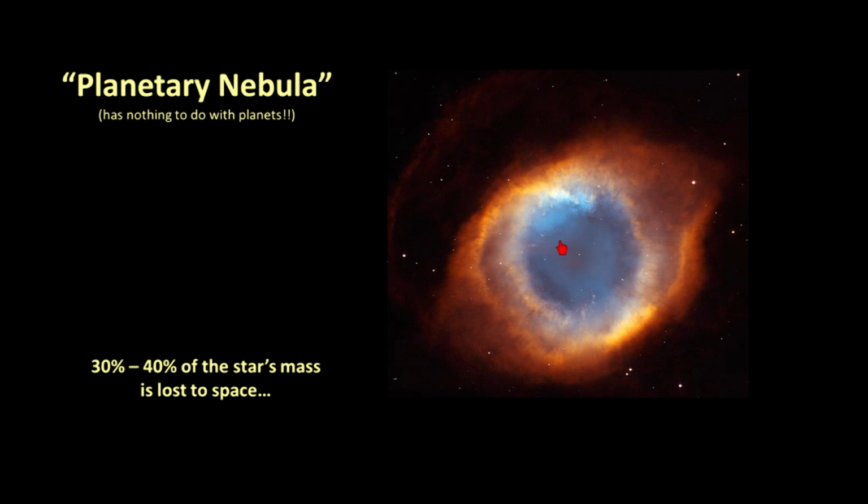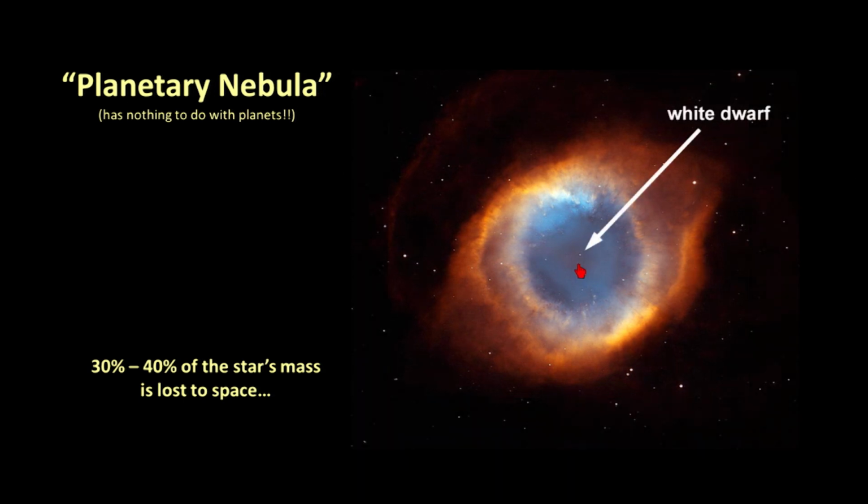Now, what you'll notice is at the very center is this little tiny white dot. That is the core of the star that has pushed off its outer envelope. And we call that a white dwarf. So the remnant core is a white dwarf. The envelope that gets pushed off into space is called a planetary nebula.